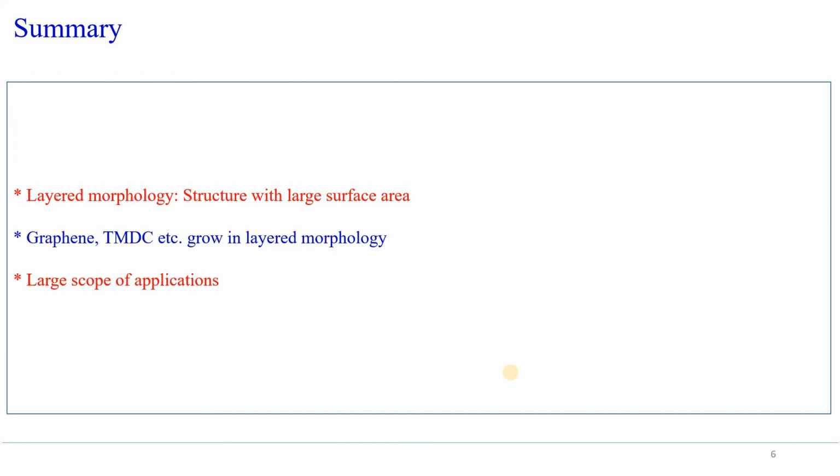In summary, the layered materials or layered morphology are nothing but structures with large surface areas. Graphite and transition metal dichalcogenide systems grow in layered morphology, and they have a large scope of applications.